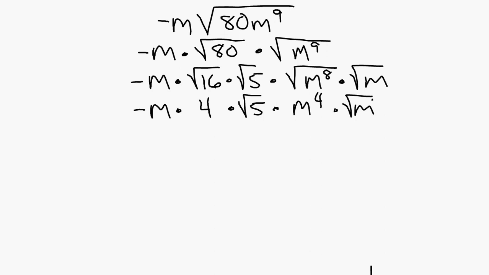What's next? Combine what's outside the radical with what's outside the radical, right? So a negative m times a 4 times an m to the 4th. What's m times m to the 4th? M to the 5th. Wouldn't this be negative 4m to the 5th? And what goes under the radical? 5m, good. So there's your simplest form.